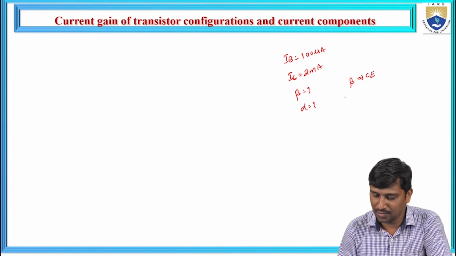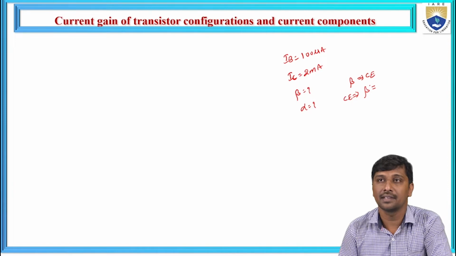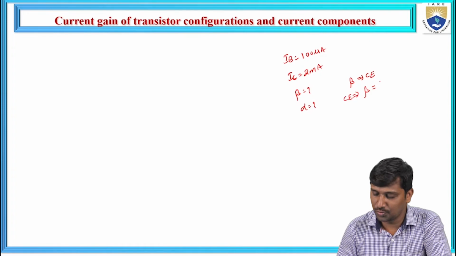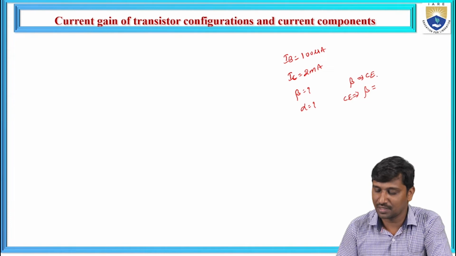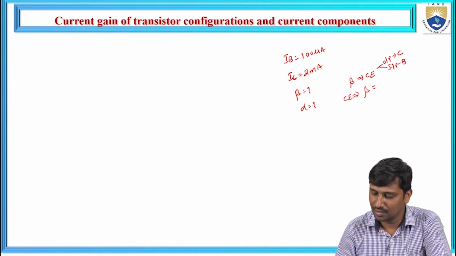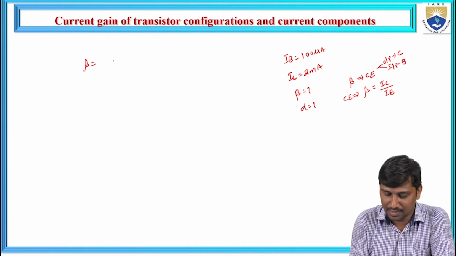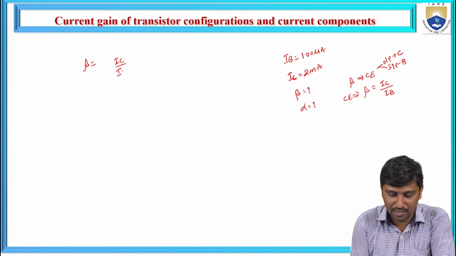In a common emitter configuration, the DC current gain, represented as beta, is defined as the ratio of output current to input current. In the common emitter, the output terminal is the collector and the input terminal is the base. So it is defined as the ratio of collector current to base current. Hence, beta is represented as IC by IB.